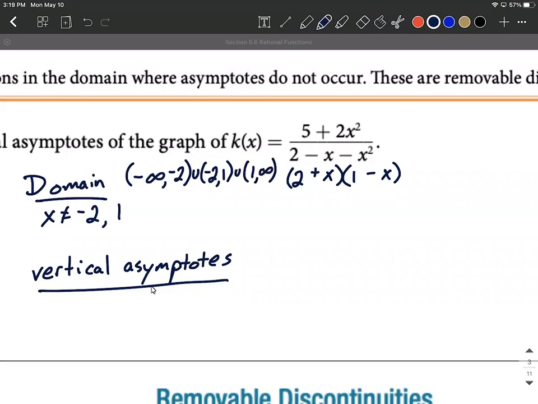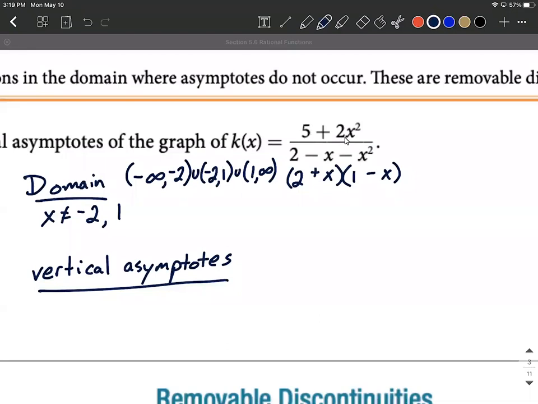Now, I said that these are very similar to our vertical asymptote question. It's very similar in that these values are either going to be vertical asymptotes or they're going to be holes in our graph, removable discontinuities. How you could test that is you could factor the numerator and see if there is a common factor between numerator and denominator that you could reduce down and put into lowest terms by canceling out, basically.